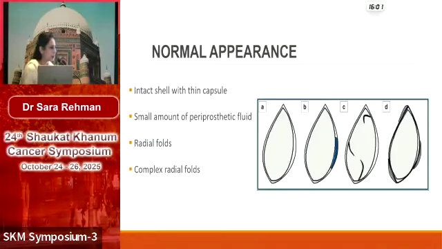It is clinically impalpable and is radiologically almost imperceptible. We can just see it as an uninterrupted fine black line separating the soft tissues from the implant shell. A small amount of peri-implant fluid is normal. Radial folds are the invaginations of the implant shell into the lumen, and they can have a complex appearance mimicking intracapsular rupture, but they should be differentiated by the presence of fluid signal in the outer shell.